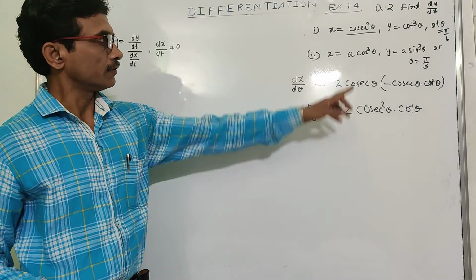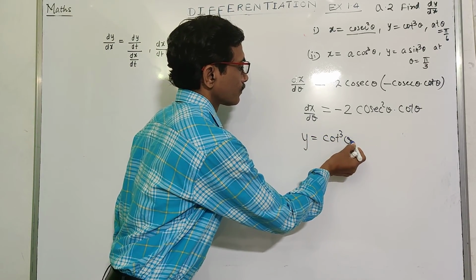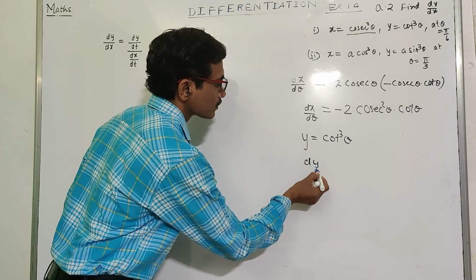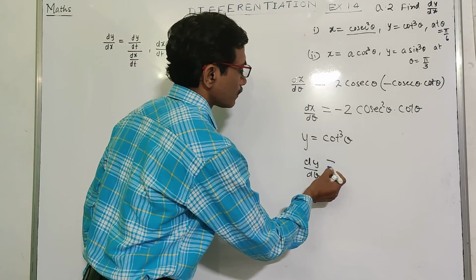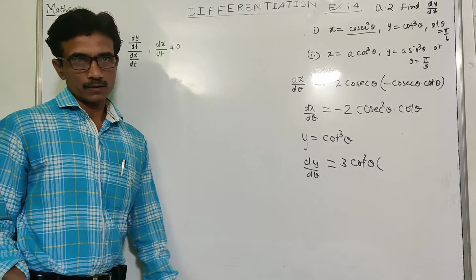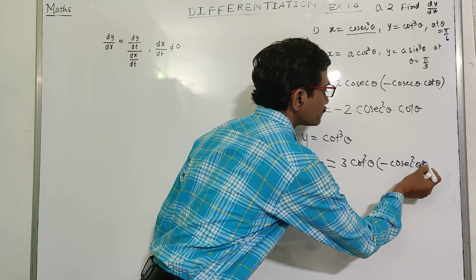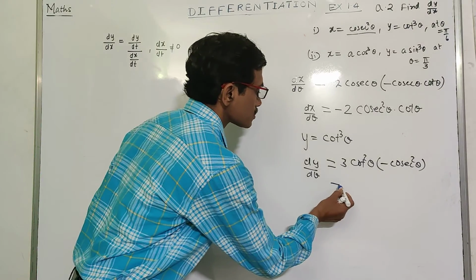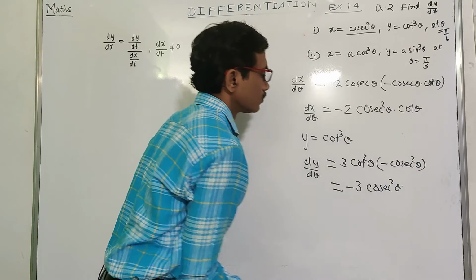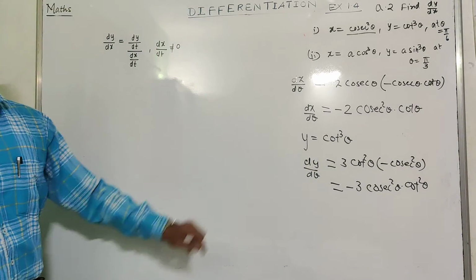Now we find dy by d theta. y is equal to cot cube theta. So dy by d theta is equal to 3 times cot square theta into the derivative of cot theta. The derivative of cot theta is minus cosec square theta, which gives minus 3 times cosec square theta into cot square theta. This is dy by d theta.